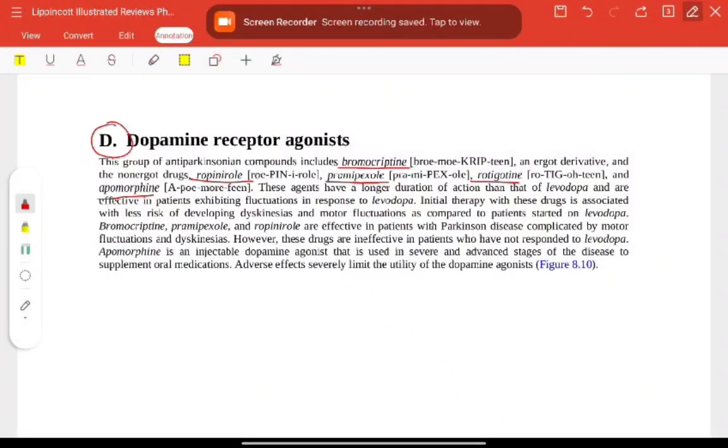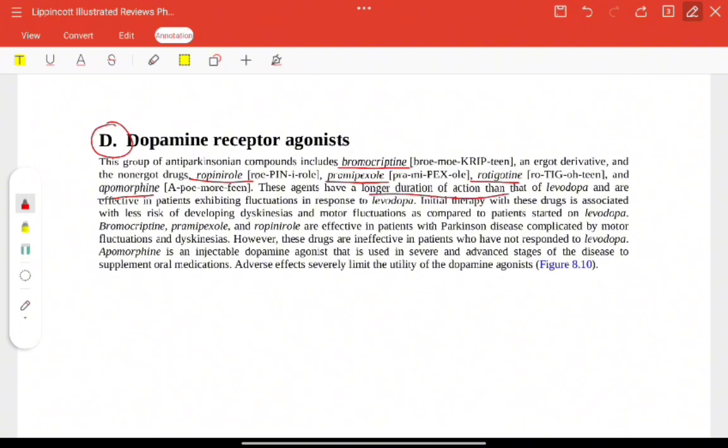Okay, now dopamine receptor agonists. This is a group of compounds which contain bromocriptine, ropinirole, pramipexole, rotigotine, apomorphine. These agents have longer duration of action than levodopa, and they are ineffective in patients who do not respond to levodopa.